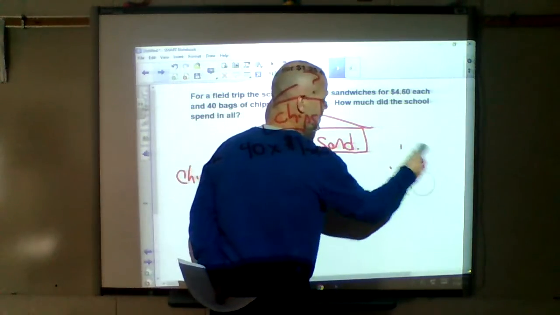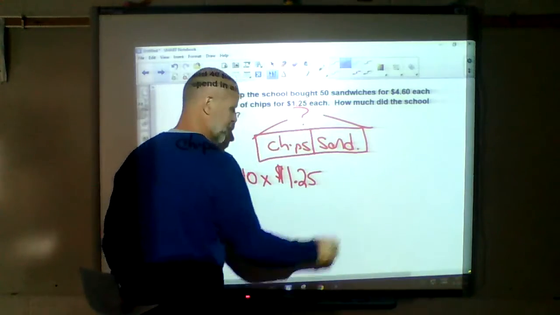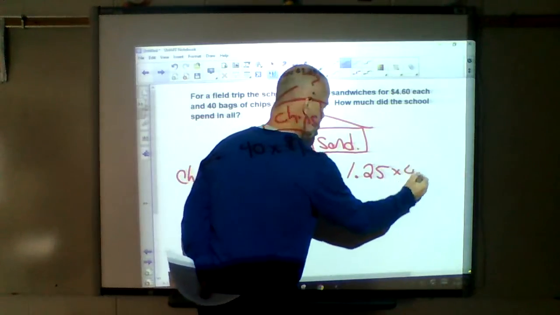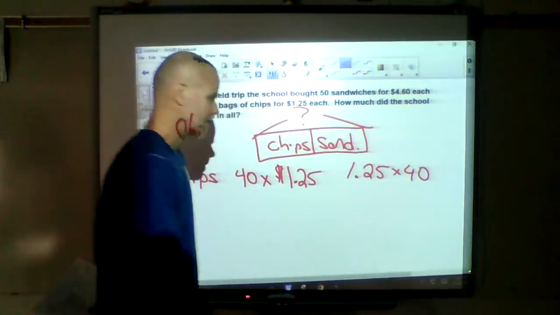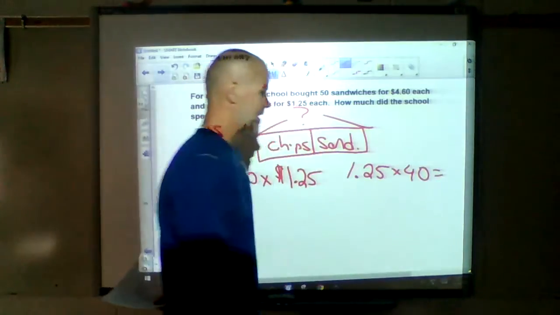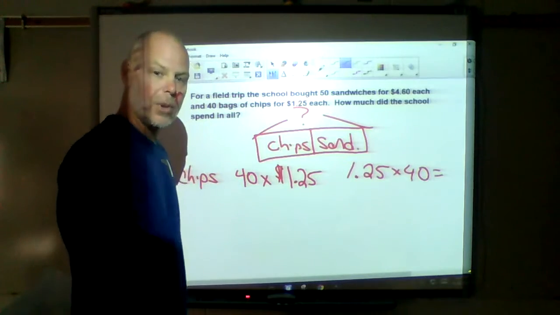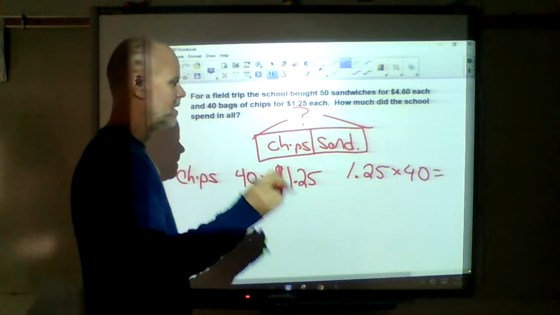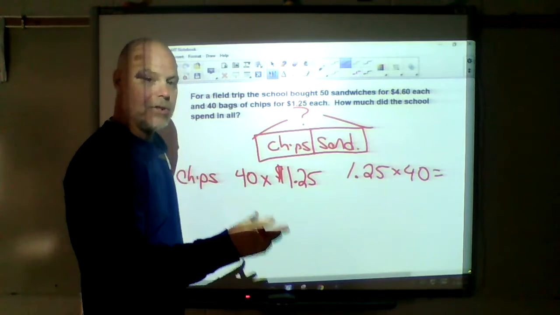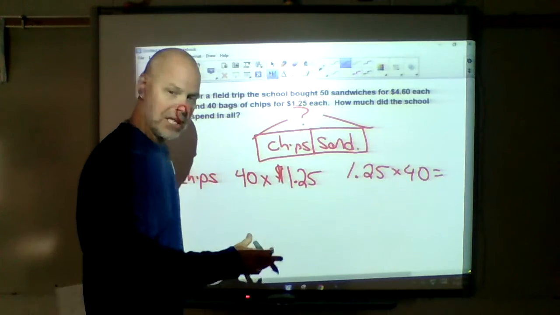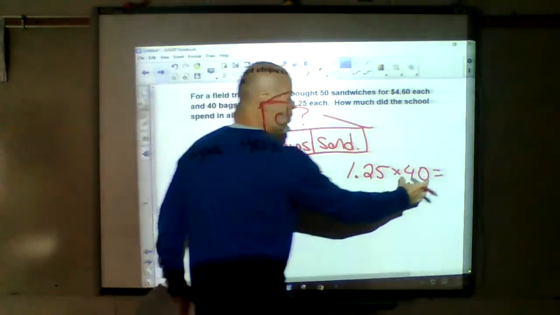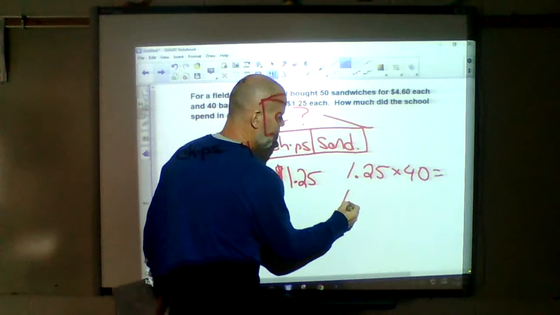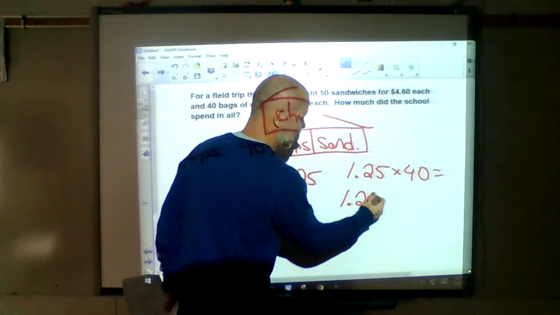I'm going to rewrite it. Most people don't like them written horizontally. I'm going to write it horizontally. $1.25 times 40, or 1 and 25 hundredths times 40. Again, we haven't done that. But if you know your properties for multiplication, we can break this 40 apart into something that's going to help us. What about this?